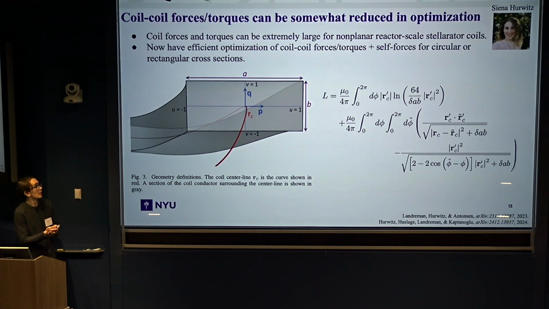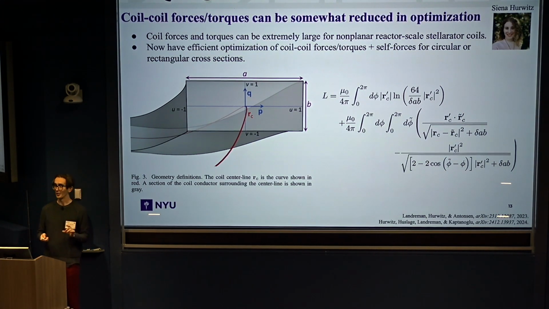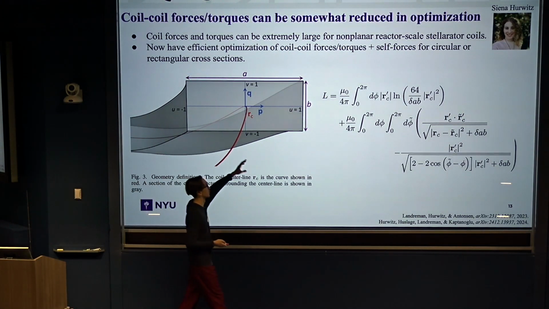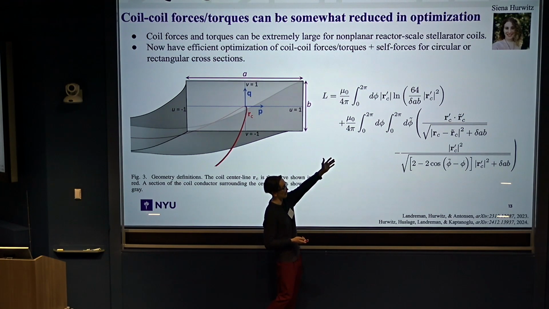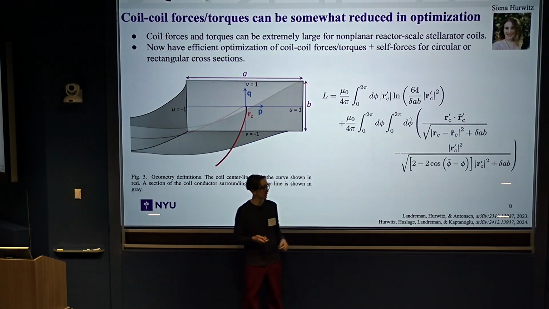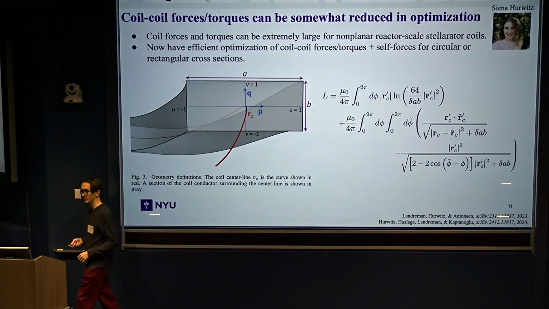Some work that's been pushed forward by Senna Hurwitz and Matt Landryman is looking at coil-coil forces. In particular, they have a sequence of papers on computing self-forces and self-inductances in circular or rectangular cross-section wires. So I told you all the filaments are infinitely thin. But for the purposes of calculating self-forces, we're free to imagine that they have some finite cross-section. So I've plotted a rectangular cross-section wire here, and given you the fast formula that was derived for the self-inductance.